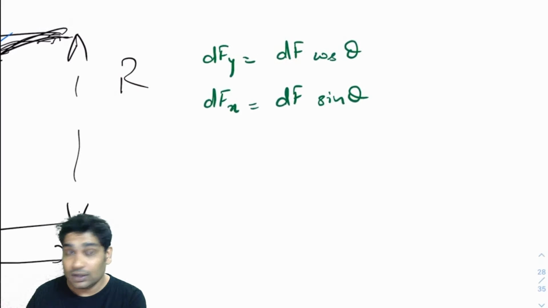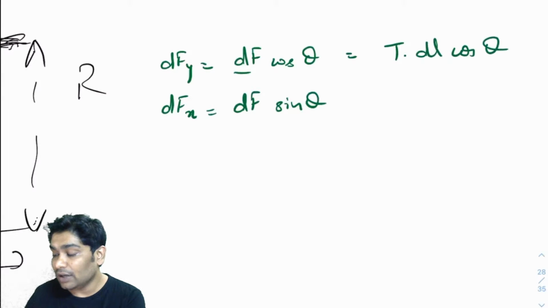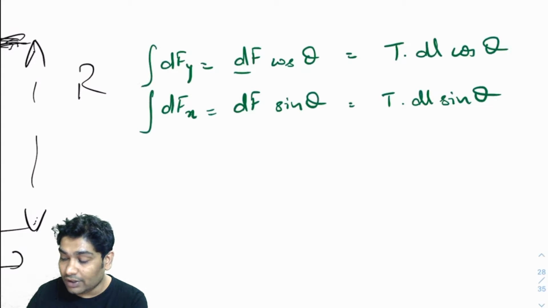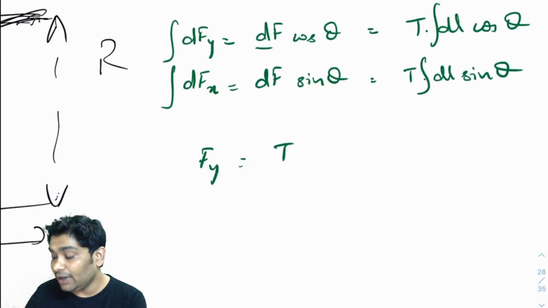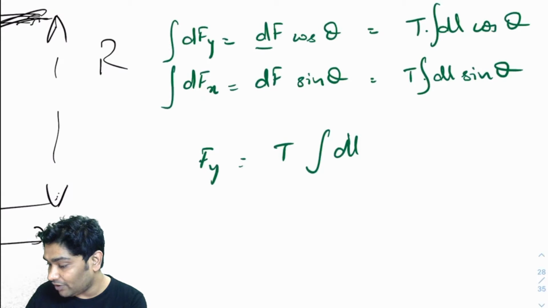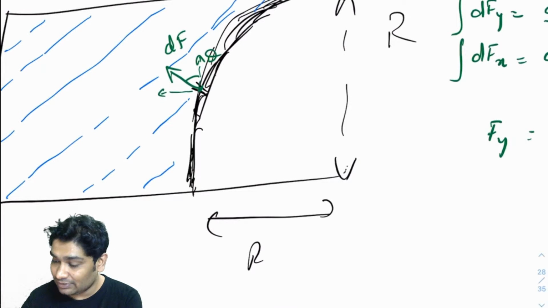Now you substitute dF as TdL, so TdL cos theta, and similarly TdL sin theta. When you integrate and take the constants outside, Fy will be T times integral dl cos theta. dl cos theta is nothing but the projected length. I just wanted to talk about this very quickly. So what is dl cos theta? If dl was this length, then dl cos theta would be this length.